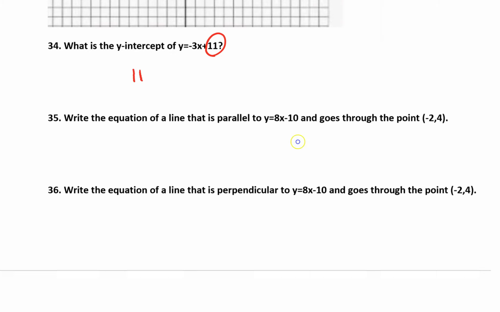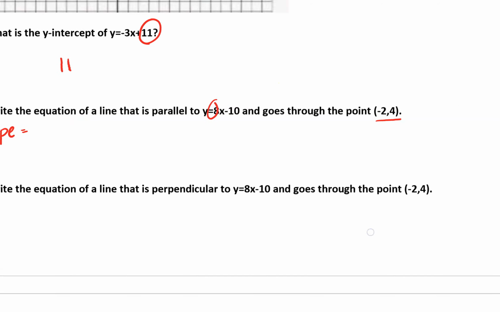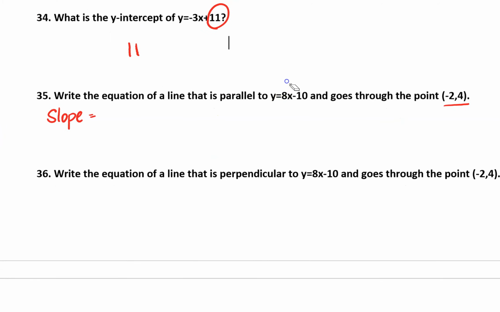Okay. The equation of a line that goes through the point (-2, 4). So we need 2 things for an equation of a line in slope-intercept form. The slope comes from the number right in front of x. So this is the slope. Parallel lines have equal slope.